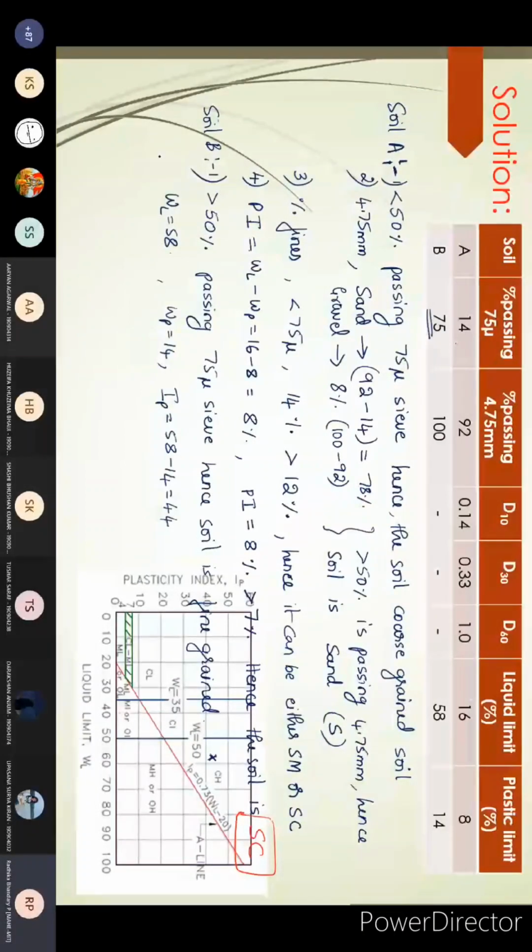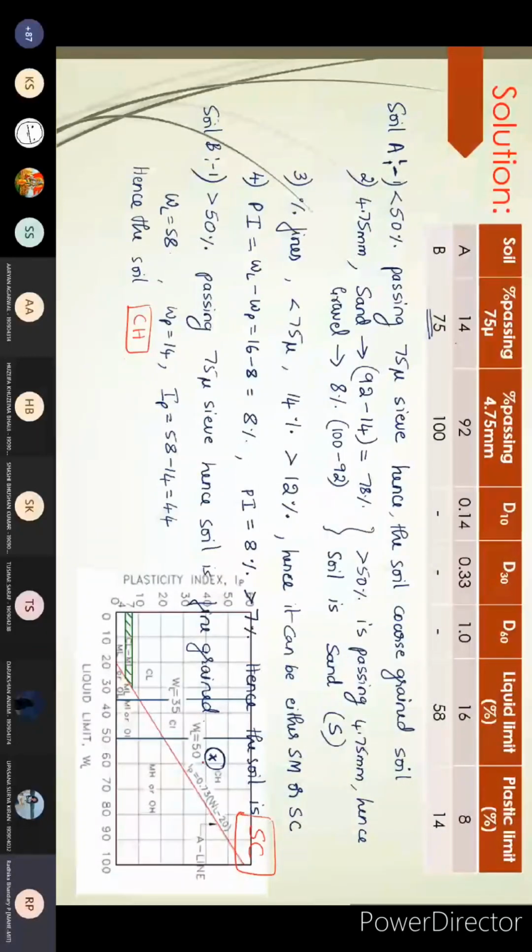So what is the soil? What is the symbol? CH. Okay, so this is the classification. If it is fine-grained, usually it is quite simpler. Okay, CH. This is the classification.